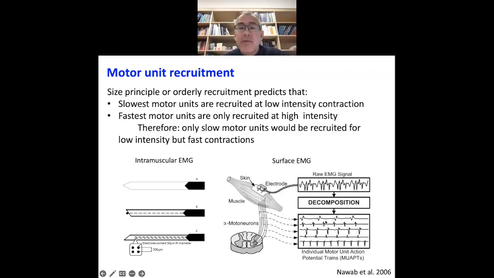If the muscle is really active, there'll be a lot of motor unit action potentials. The combined EMG signal will be very busy, and it'll be too hard to decompose all of the motor units out of a high intensity contraction.